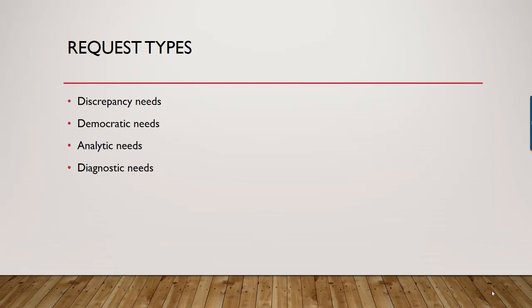The democratic need is simply that ability to decide between two leaders or two stakeholders in an organization what is important or what needs to be solved immediately. That is perhaps the most unusual need that we see as far as request types, but something definitely to keep in mind. The analytic and the diagnostic needs are usually the ones that come through.